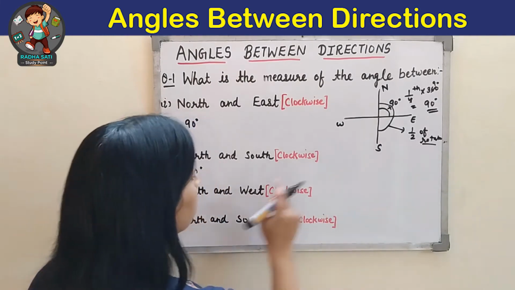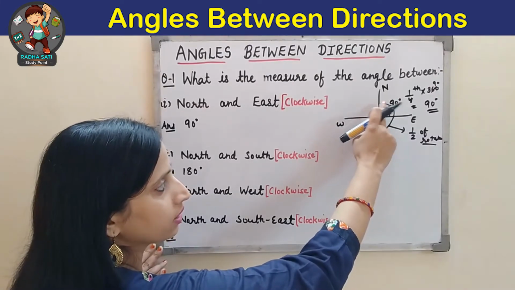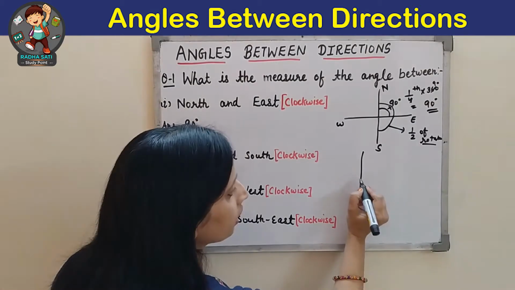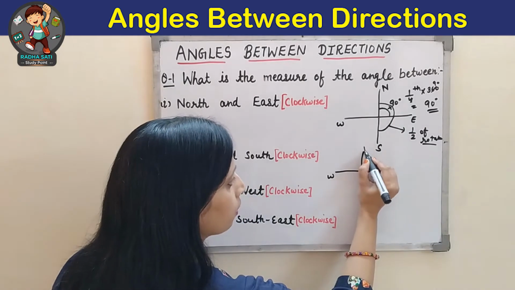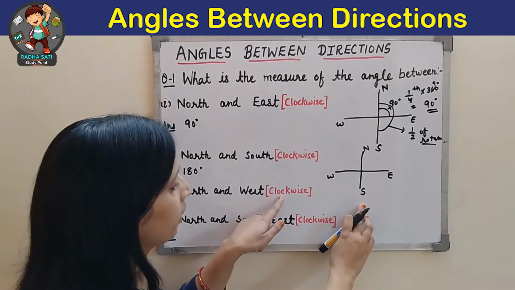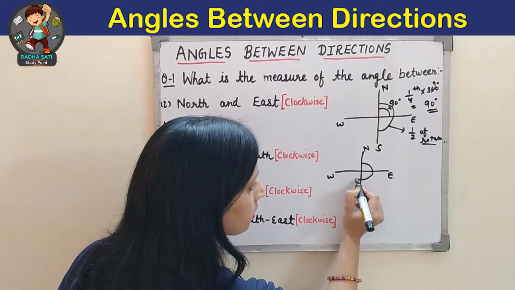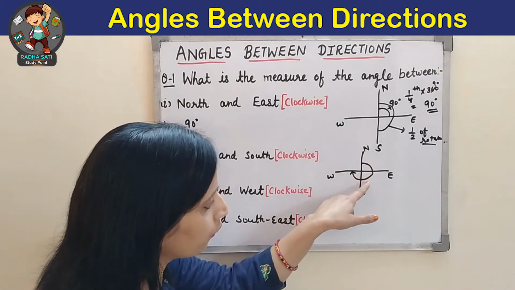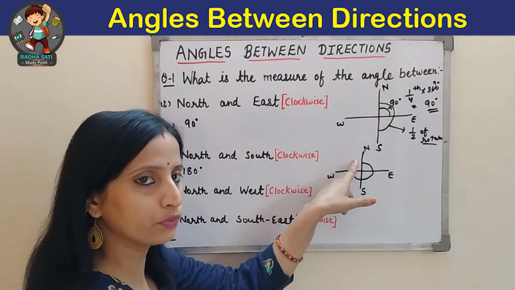Okay, now the next is north and west, and the rotation is given as clockwise. So we have to find this angle, till here. Till here we can see it's a 3/4 rotation, and in one complete rotation there is an angle of 360 degrees.